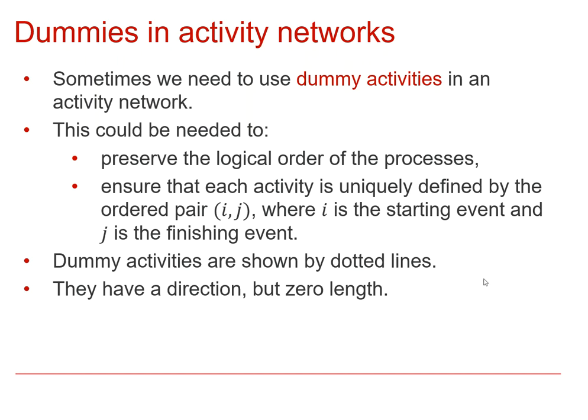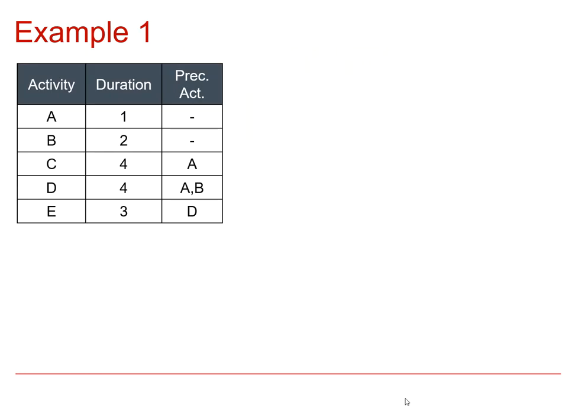We'll show dummy activities using dotted lines. They will have a direction, but they will have zero length. Now we're going to start with a very simple example. You'll recognize that type of table from the previous video, and you may well feel, having seen the previous video, that we could go ahead and draw an activity network for this process without any problems. But as you'll see when we start going with this, there is a problem, and the only way to solve it is going to be to use a dummy activity.